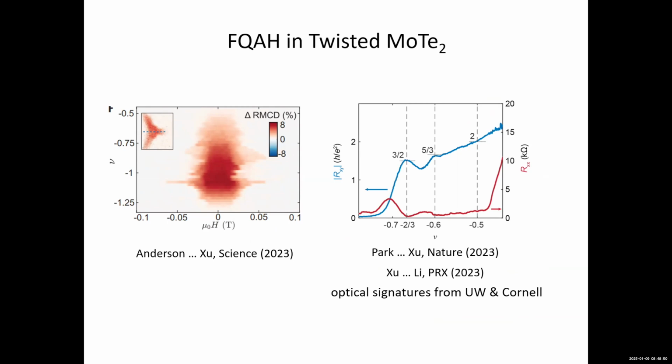Okay. And also, the figure on the left shows the magnetic circular dichroism as a function of the filling factor. Again, you see at zero field, the system is a spontaneous ferromagnet over a wide range of filling factors from 1 all the way to 1/2. So that's consistent with the spontaneous ferromagnetism that is needed to get the fractional Chern insulator.